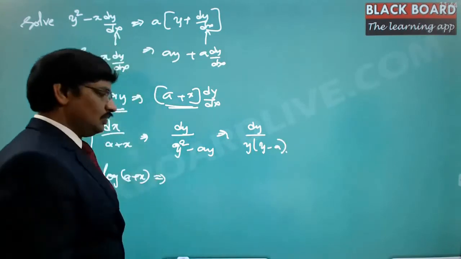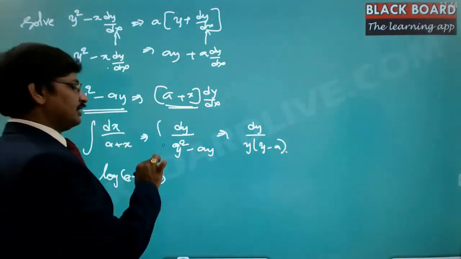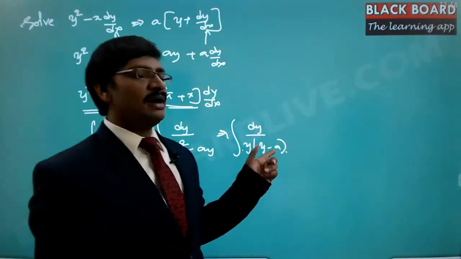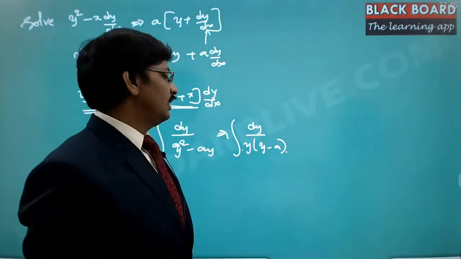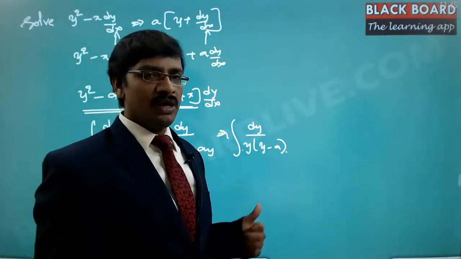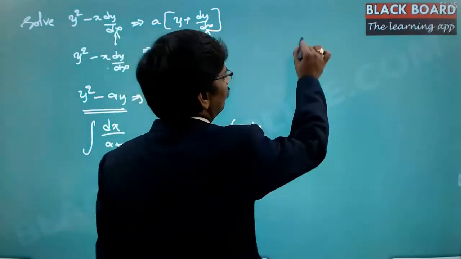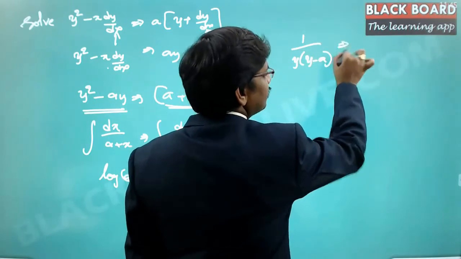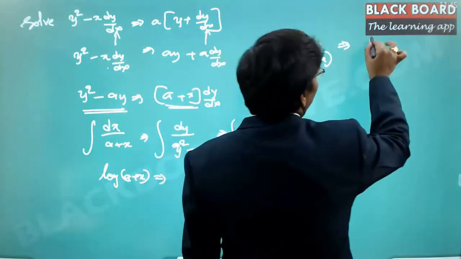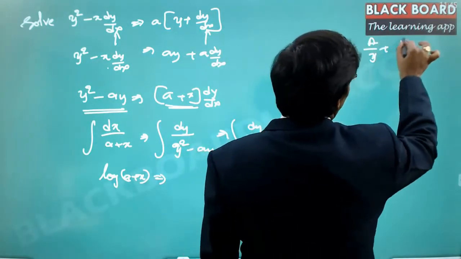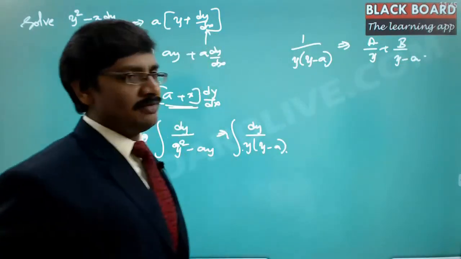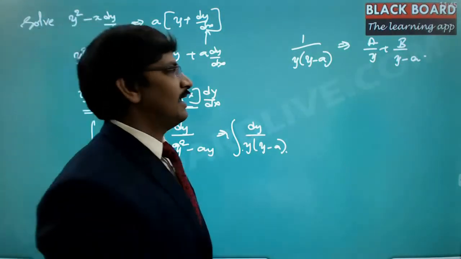Now here you can apply the partial fractions technique so that you can easily separate the fractions and then identify the integral value. See this, here we have y into y minus a. So this is 1 by y into y minus a. This value is A by y plus B by y minus a. You can identify the values of A and B.